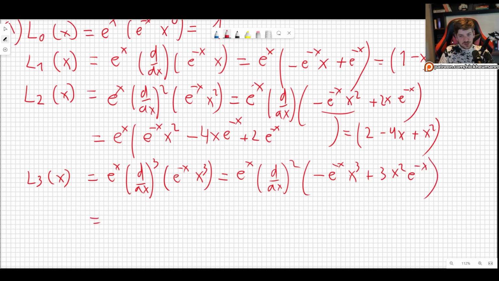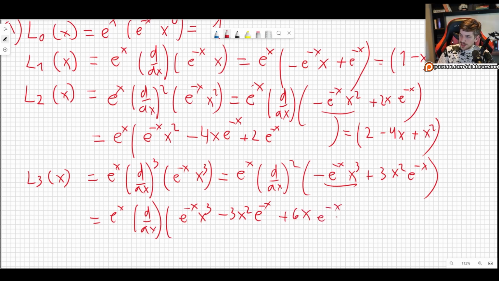Okay, now let's do another derivative. So here we get the derivative: e to the minus x, x cubed, and then minus 3x squared e to the minus x. So we have done that. And then plus 6x e to the minus x, and then finally minus 3x squared e to the minus x. By doing this, we can again add this with this, so we get 6.